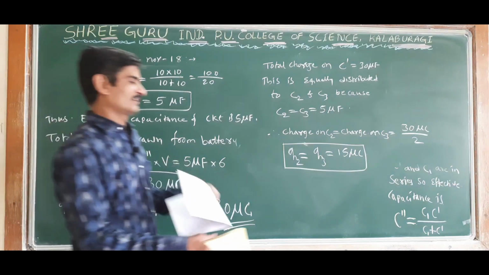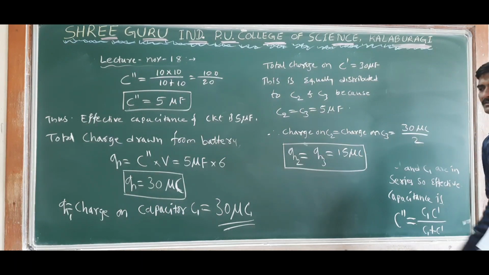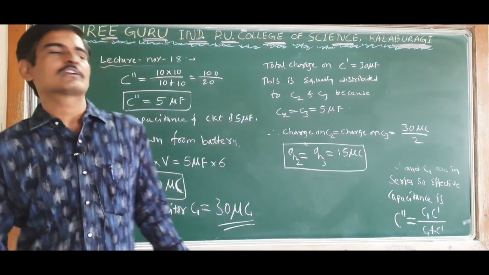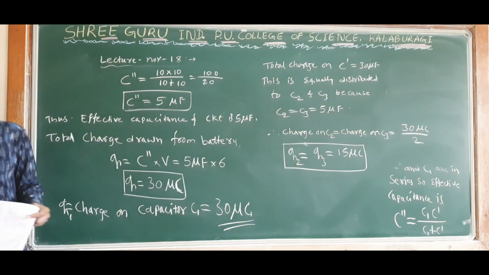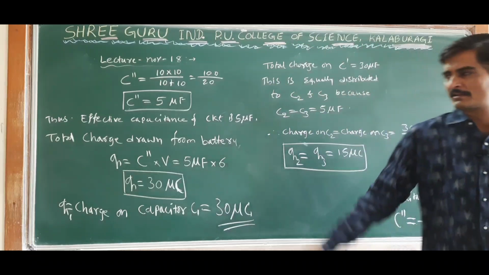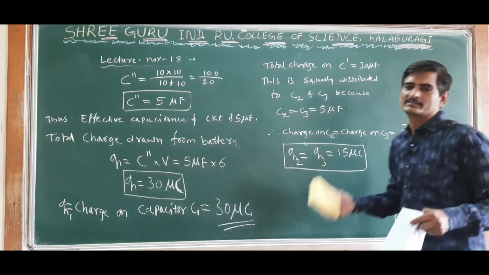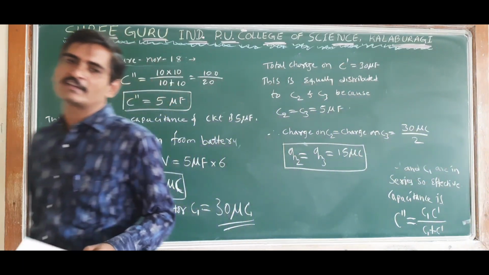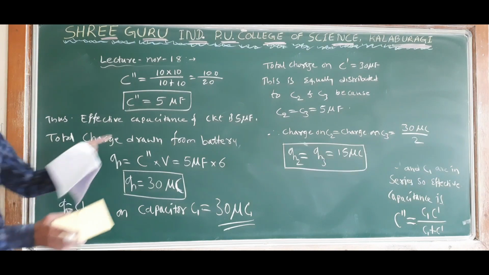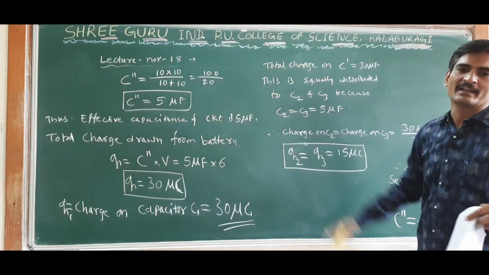Actually, I have solved it lengthier. You have to solve a large number of numericals relating to series and parallel combination. Once you get perfect, then this type of numericals you can solve in only 2-3 steps. Yes, it is possible, but right now it is not possible for you people. That's why I solved it completely and a little bit lengthier.